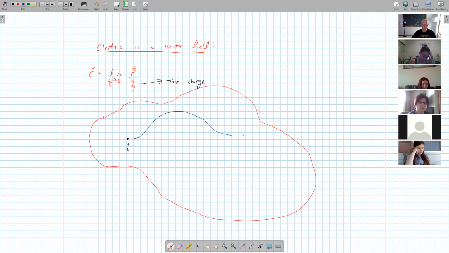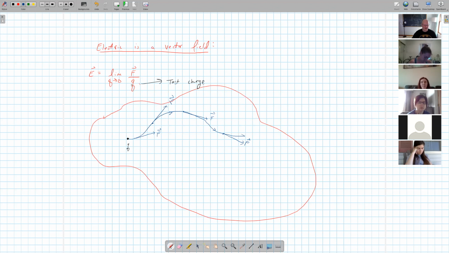So let's say at this point, it has a force pointing off in this direction. At this point, it has a force pointing in this direction. And at this point, it has a force pointing off in this direction, et cetera. Okay, so overall, the path is following this particular path in this direction. But at these locations, I'm measuring the force, and this is the force that I find at those locations.